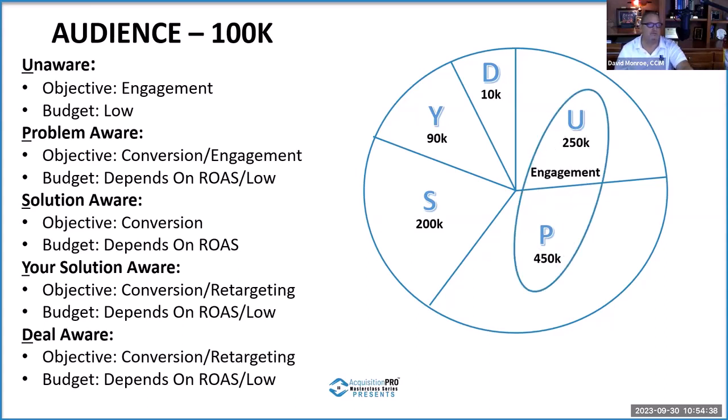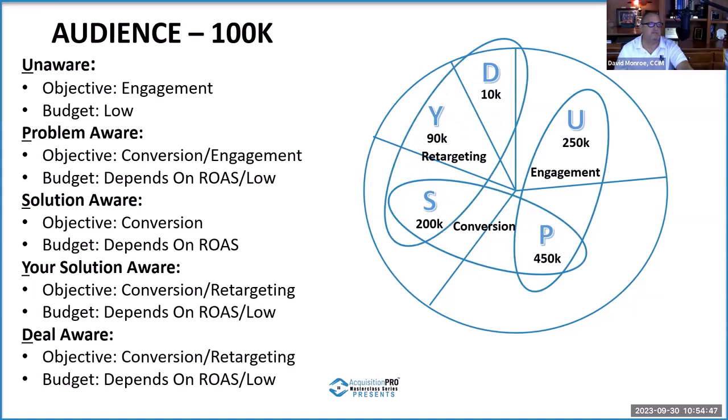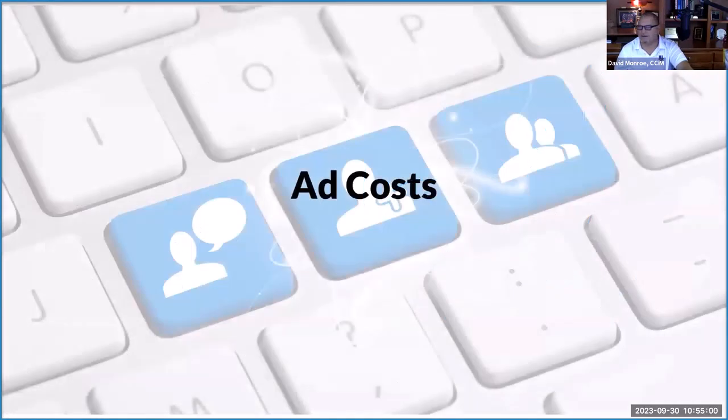So for engagement, we do the U's and the P's. For conversion, we do the S and the P's. And for retargeting, we go from S all the way to D. Really better for just Y's and D's, but you can retarget S's as well. Okay, so they're really good for that. All right, any questions about audience or persona?